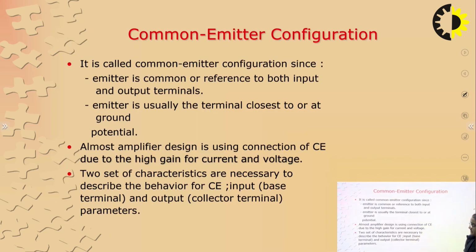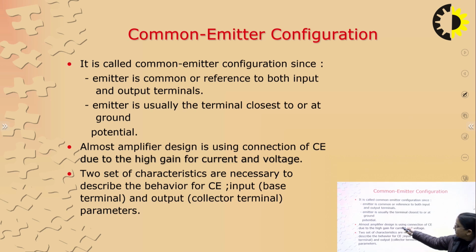The next configuration is your common emitter. In common emitter, the emitter is common or reference to both the input and the output terminals. The emitter is usually the terminal that is grounded. So what we infer from this is that the emitter terminal is common to your input and the output terminals, that is, it is common to your base and the collector terminal, and your emitter terminal is grounded. So we can say this configuration is also called the emitter terminal grounded configuration.